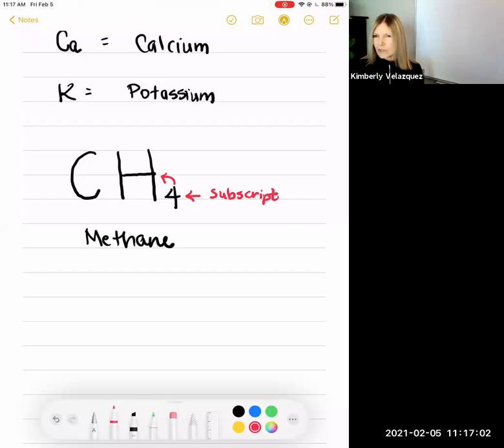Also in chemistry, we don't write a 1. So there's no 1 written in front of this molecule and there's no 1 written by the carbon. But we assume if there's no number there, it's a 1. So this is telling us that this methane molecule is made up of 1 carbon because there is no number after the carbon, and 4 hydrogens. And these are all bonded together to form this molecule.